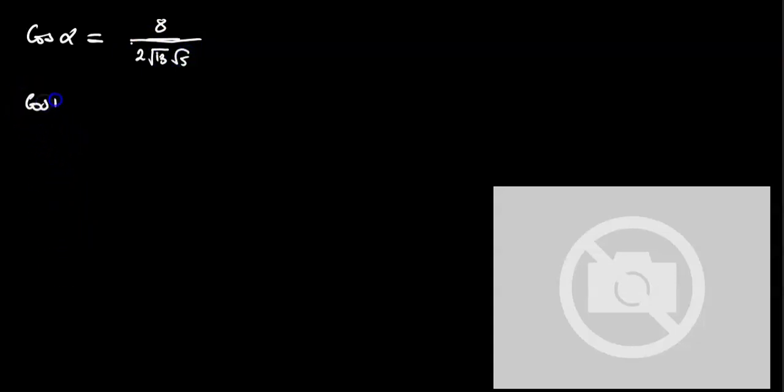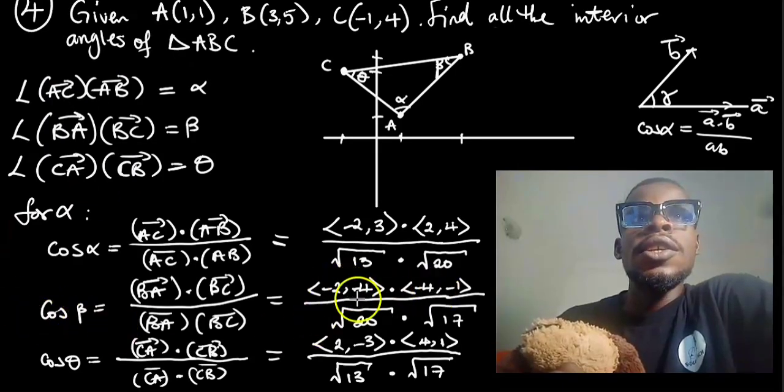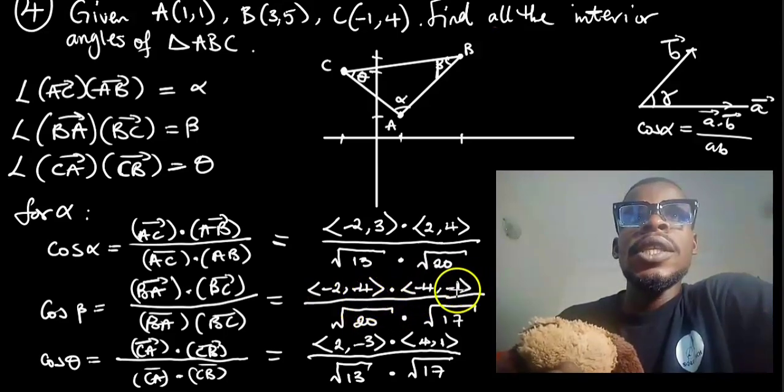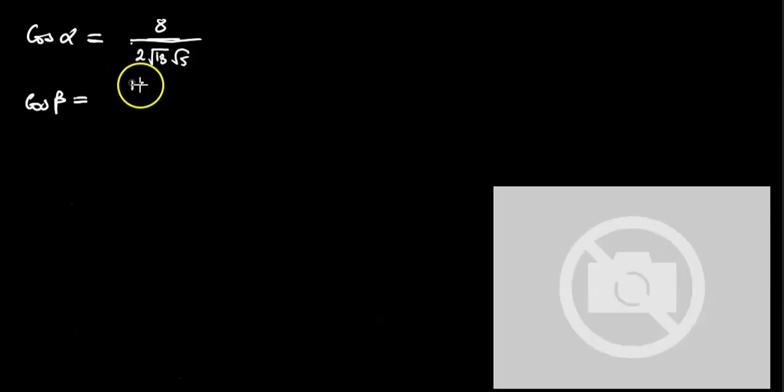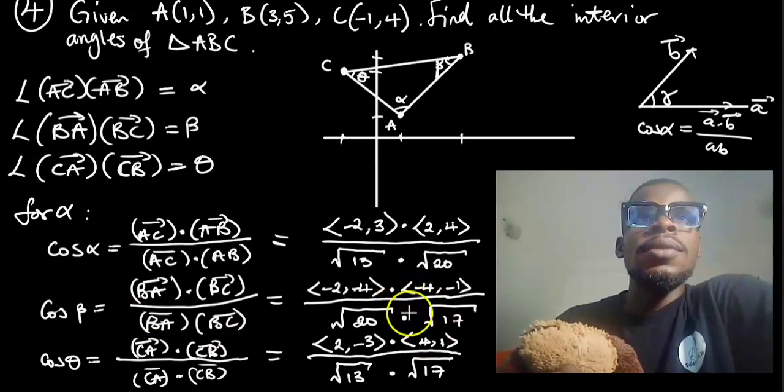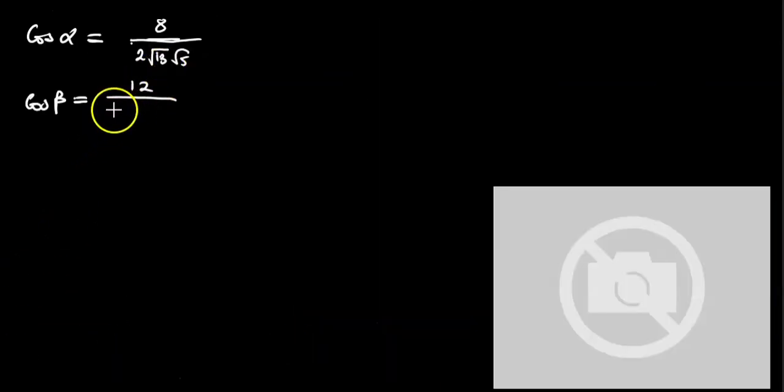Okay, so we get cosine of beta to be what? Well, we just have to look at the dot product of these two. So this is negative 2 times negative 4, which is positive 8. Then we add that with negative 4 times negative 1, which is positive 4. So that will give us 12 altogether. Okay, please check that out. I'm sorry, I have to do it like this. Then this is square root of 20 times square root of 17. We do a similar thing. That will be 5 root 5 times root 17.